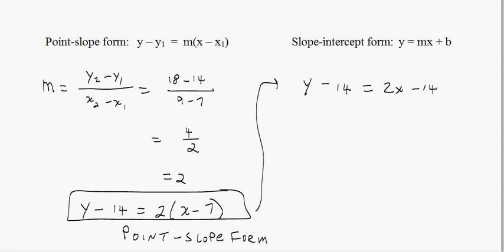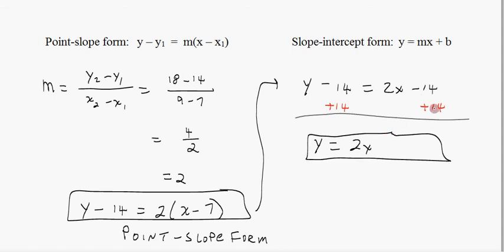Now I've got to add 14 to both sides, because I want to isolate the y. Do that, I get y by itself is equal to 2x. Well, 14 minus 14 goes away, so it's just y is equal to 2x. And so when b is 0, when the y-intercept is 0, you don't need to write plus 0. Just say y equals 2x. So this would be the slope-intercept form of the line.